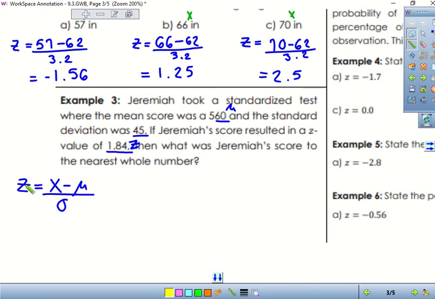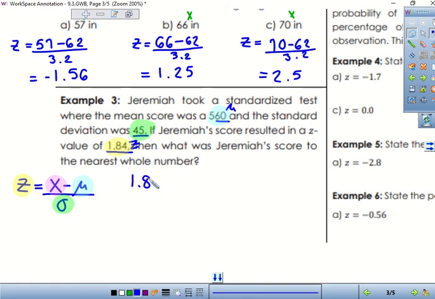So, do we have the z value? Yes. What is it? 1.84. Good. Do we have the x value, his score? No. We don't have his score. Do we have the mean? Yes, we do. And do we have the standard deviation? Okay, so we're going to plug in what we have to find what we want to know.